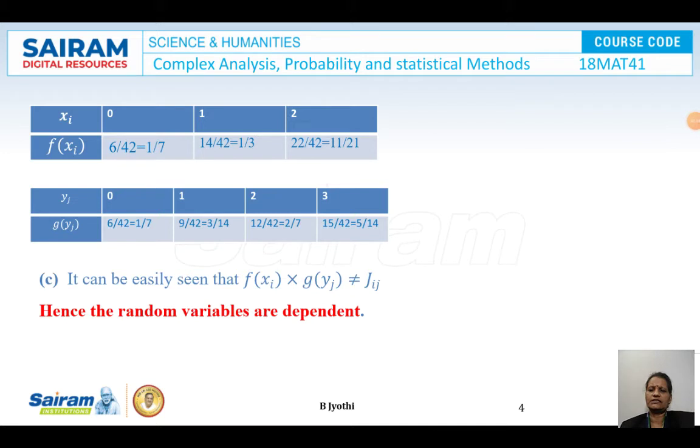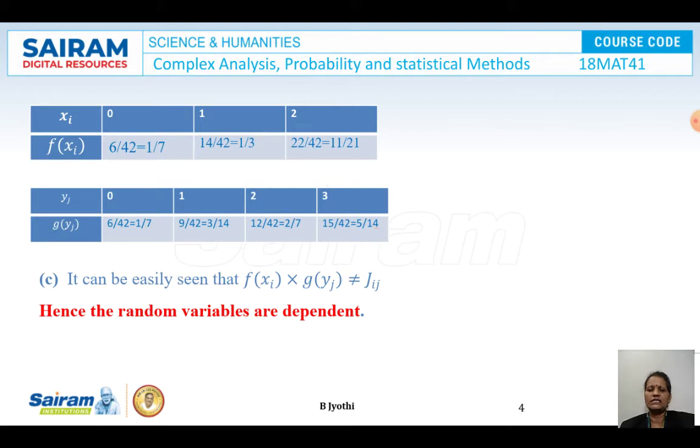So for x, when x is 0 it is 6 by 42, which is 1 by 7, and when x value is 1, 14 by 42, which is 1 by 3, and when it is 2, it is 22 by 42, it is 11 by 21. Similarly for y, when it is 0, it is 6 by 42 or 1 by 7. When y value is 1, it is 9 by 42 or 3 by 14. When y value is 2, it is 12 by 42, that is 2 by 7. And when it is 3, it is 15 by 42, that is 5 by 14.